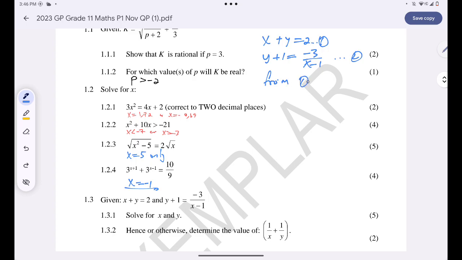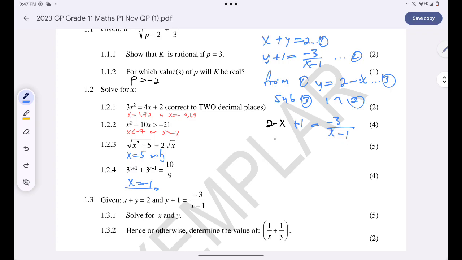From equation 1, I can simply say that y is equal to 2 minus x. This will be my equation 3. Are you together? And then all I need to do is to substitute equation 3 in equation 2 and then solve for one unknown. Whenever I see y, I'll just substitute. Remember, I have a y there, right? So I'll just substitute 2 minus x. Whenever I come across y, there's a plus 1 there is equal to negative 3 all over x minus 1.